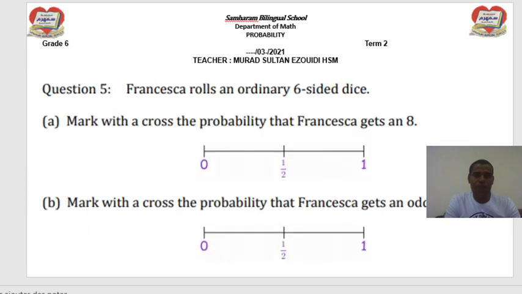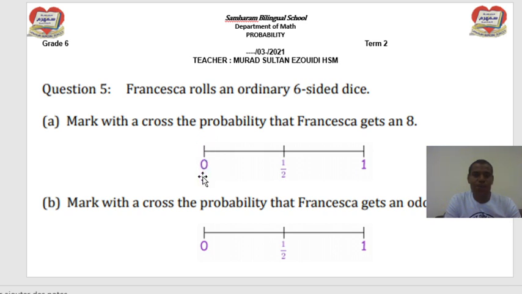Okay, the next one. Francesca rolls an ordinary 6-sided dice. The question is, mark with a cross the probability that Francesca gets an 8. So we don't have an 8 here in the 6-sided dice. Why? Because the 6-sided dice consists of only 1, 2, 3, 4, 5, and 6. From 1 to 6, 8 we don't have. So you should put an arrow here, and that is the correct answer.